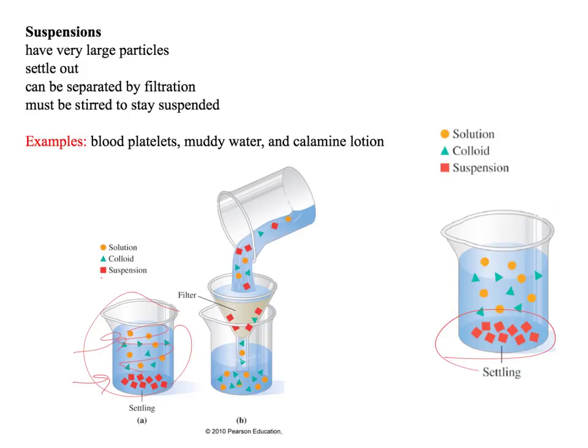This would be, for instance, like your spaghetti noodles in a pot of boiling water. Once the boiling stops, the noodles settle to the bottom, and you can easily separate them. Here are some other examples. Blood platelets can be separated as well. If you've ever donated platelets, they separate them for use. Muddy water, you could separate the mud from the water very easily. Or a calamine lotion solution. And in fact, these things also have to be stirred to stay suspended.